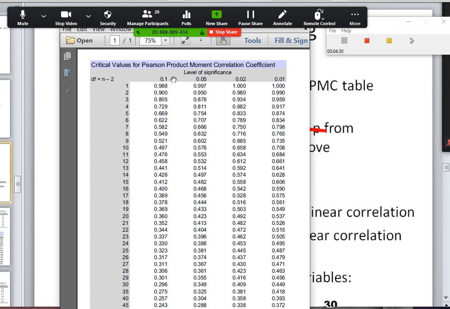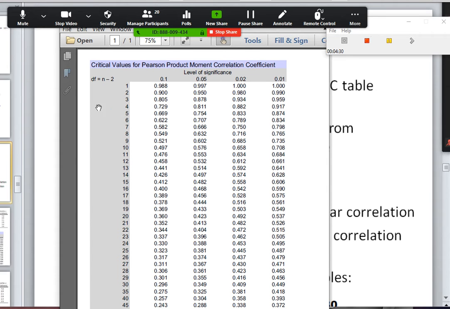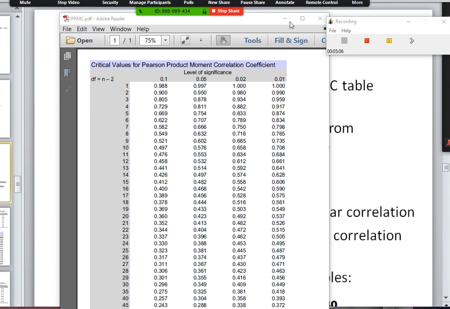Over here are your degrees of freedom, and I have 2 variables now. I have an x and a y. So now I have 2 variables. Degrees of freedom is n minus 2. You'll find what row to use from your degrees of freedom, and then up here are your levels of significance, what your alpha should be, and that tells you what column to use. So say I had degrees of freedom 6, alpha is 0.05, then I'd have 0.707 as my critical value. So that's how you find those.